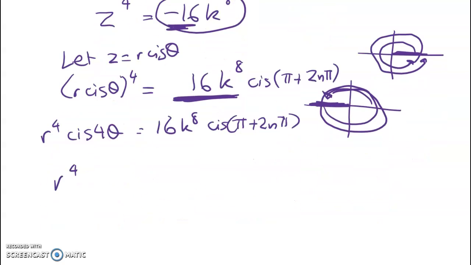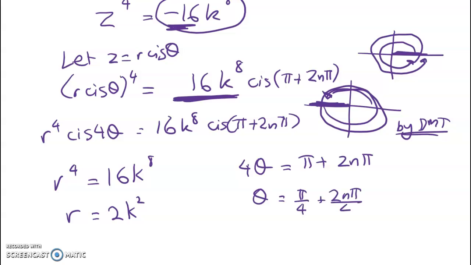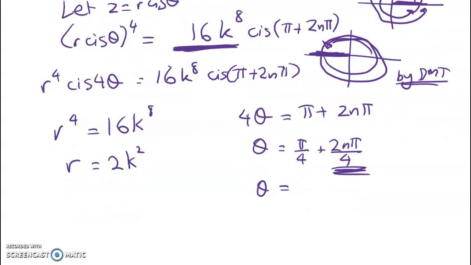Working through this gives me r to the power of 4 is equal to 16k to the power of 8. r is equal to 2k squared. And I should probably say here by de Moivre's theorem. So let's just scribble that down so it didn't fall out of the sky. 4 theta is equal to pi plus 2n pi. Theta is equal to pi on 4 plus 2n pi on 4. Actually I'm going to leave this unsimplified because it's going to make my brain work better when I go to link it up with this.